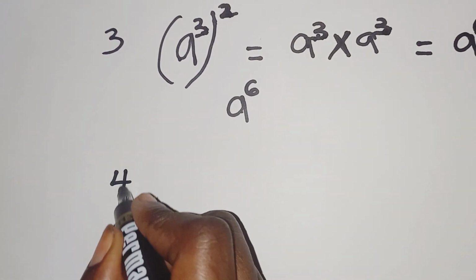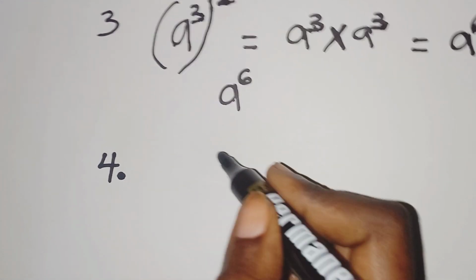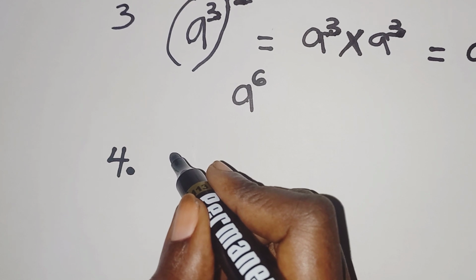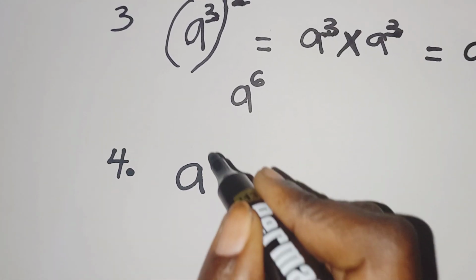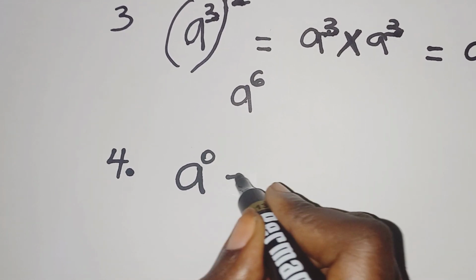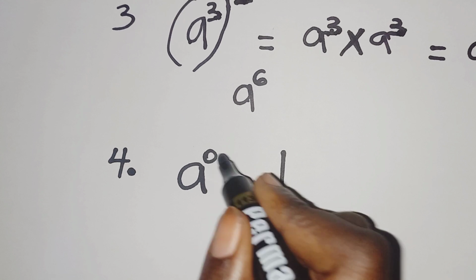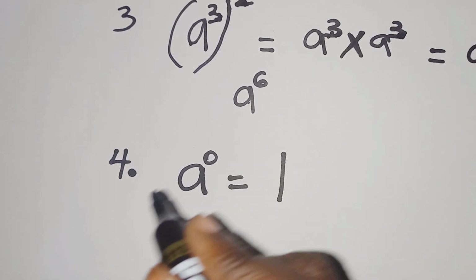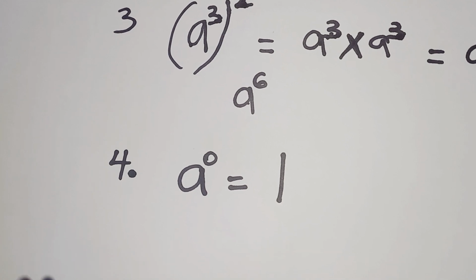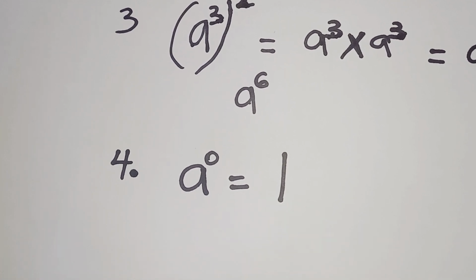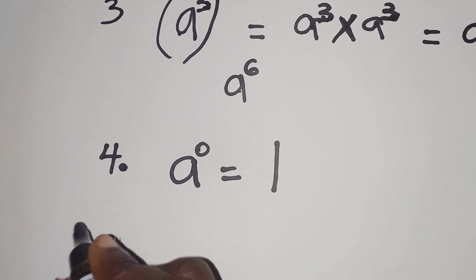So the fourth law of indices will be a zero power or a zero index. If you are given a raised to power 0, then that will be 1. Any number raised to power 0 is 1. Be it 1000 raised to power 0, that one will be 1. 1 raised to power 0 is 1. 2 raised to power 0 is 1. That is according to the laws of indices.